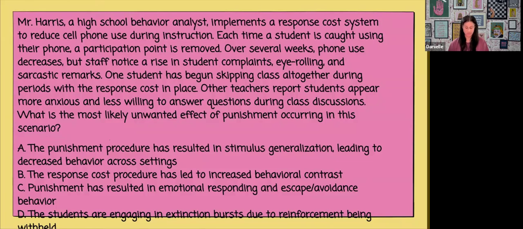A, the punishment procedure has resulted in stimulus generalization, leading to decrease in behavior across settings. B, a response cost procedure has led to an increase in behavioral contrast. C, punishment has resulted in emotional responding and escape and avoidance behaviors. D, the students are engaging in extinction bursts due to reinforcement being withheld.